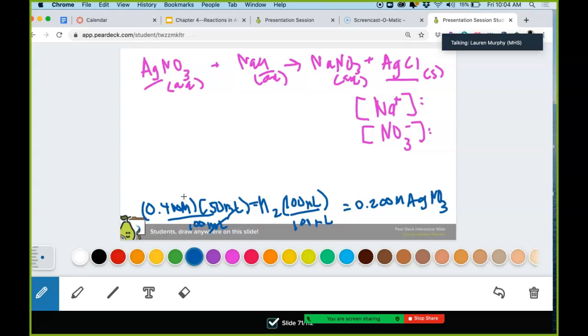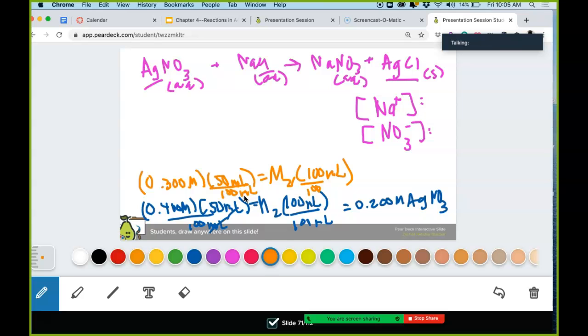Okay, and then we need to do this again, but for sodium chloride. I think, if I'm not mistaken, the sodium chloride was 0.3 molar. And we had 50 milliliters of it. It has a new molarity, and again, final volume is 100. So divide both sides by 100 milliliters. And you end up with 0.150 molar sodium chloride.